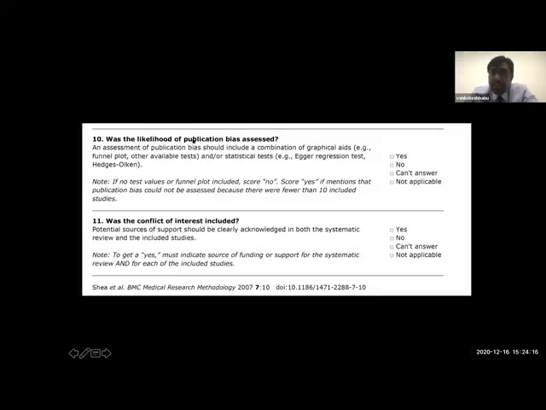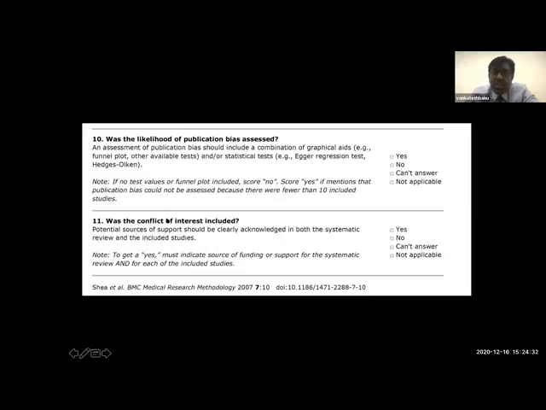Next, was the likelihood of publication bias assessed? Publication bias will be coming with the meta-analysis part that Dr. Saju will be explaining to you in detail. So if the publication bias has been assessed, you can give the score of yes for this.